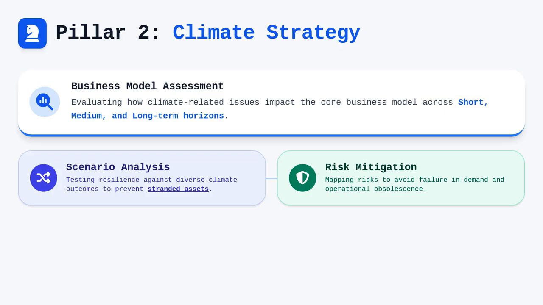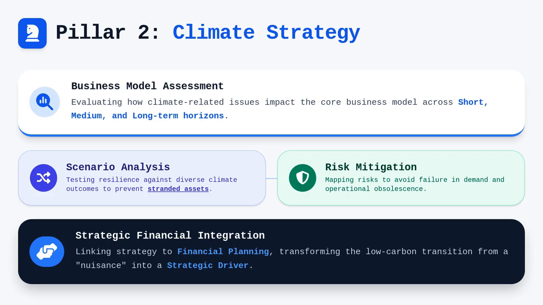If a company fails to map out these risks, they are essentially ignoring the potential for stranded assets or rapid changes in demand. This pillar highlights the necessity of linking climate strategy to the actual financial planning process of the firm. It ensures that the transition to a low-carbon economy is considered a strategic driver rather than an external nuisance.